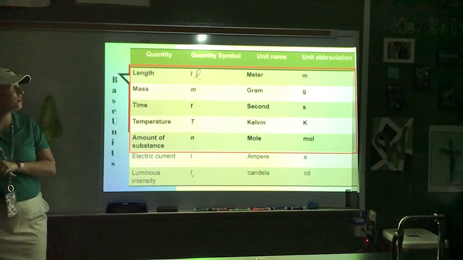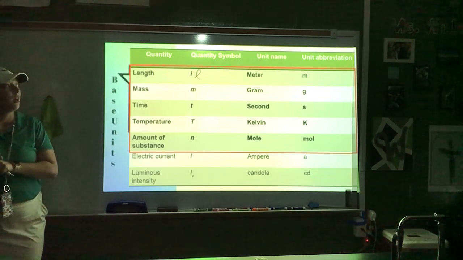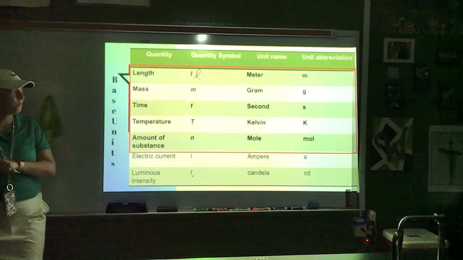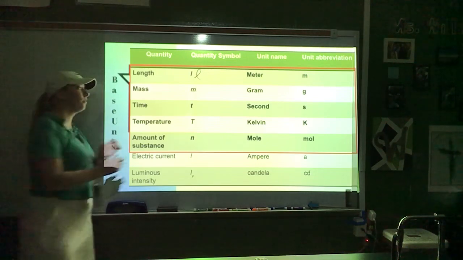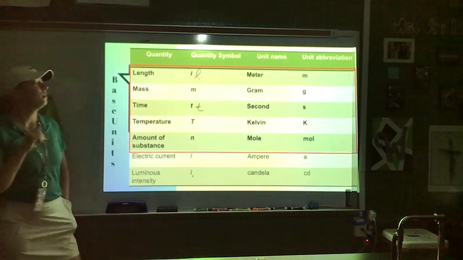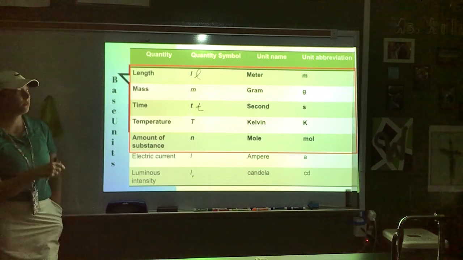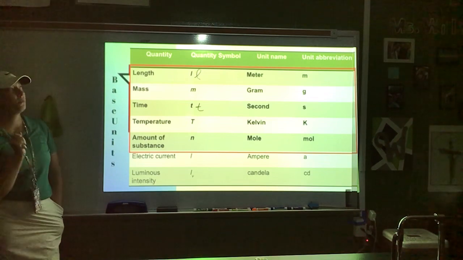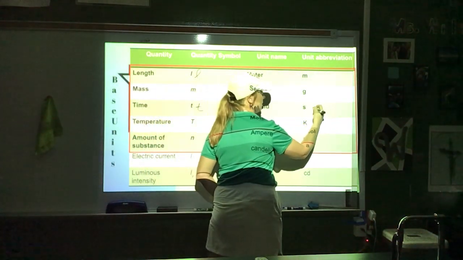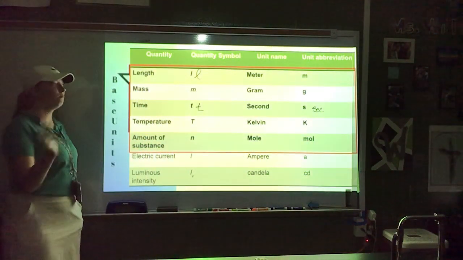Mass is our m, so anytime it's in a formula, you'll see m. Its unit name is grams. We always have a lowercase g. Time is a lowercase t, so oftentimes you'll see it drawn something like that. It's always measured in seconds, so not minutes, not hours, always seconds. And it's always represented by a lowercase s, or you could have SEC, just depending on who you're dealing with.